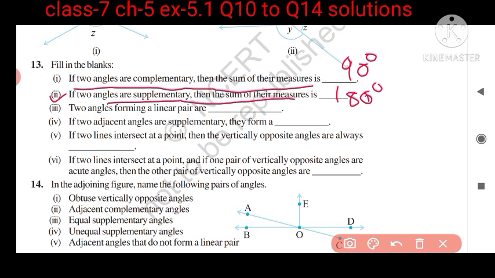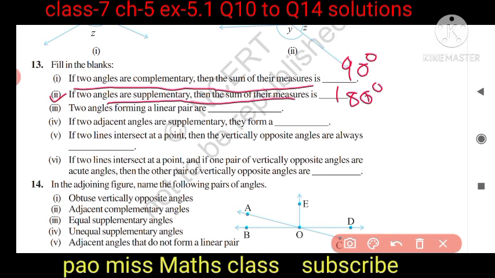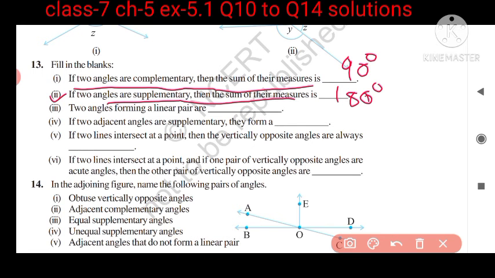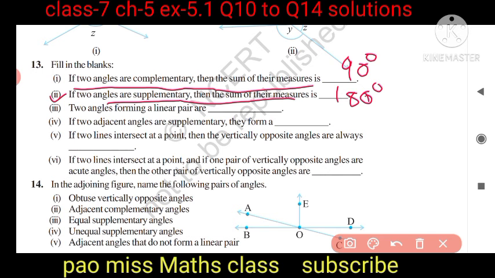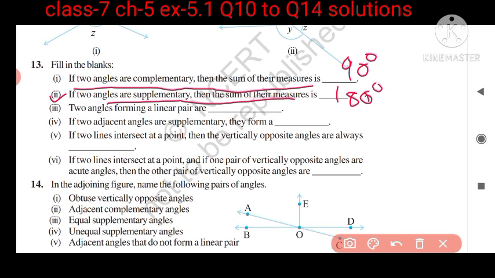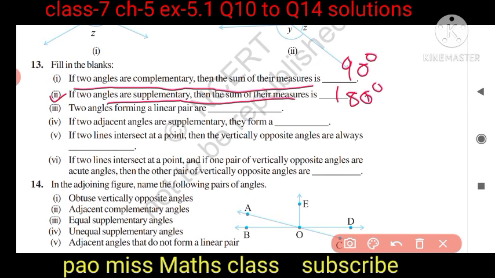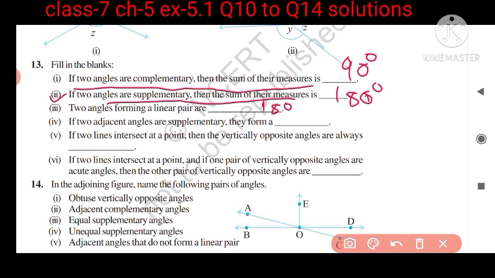Now question number 3. Two angles form a linear pair, okay. That is what you will say, straight angle or 180 degrees. So what you will write: two angles are forming a linear pair. That means it will again be 180 degrees, isn't it? Linear pair means 180 degrees. Or you can write straight angle.